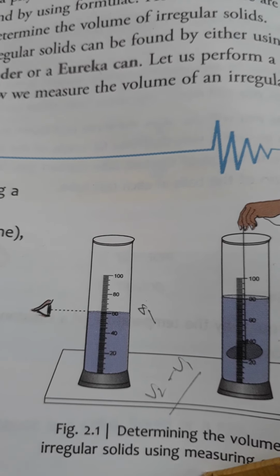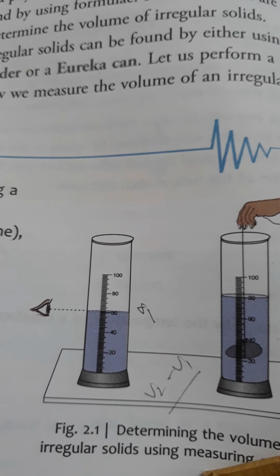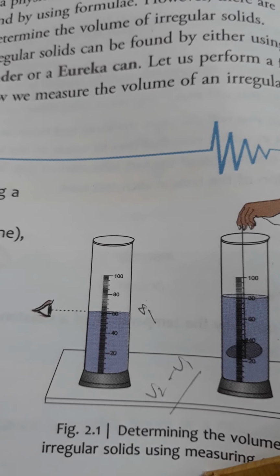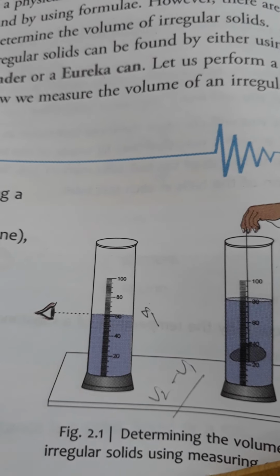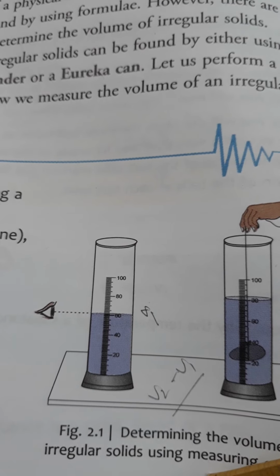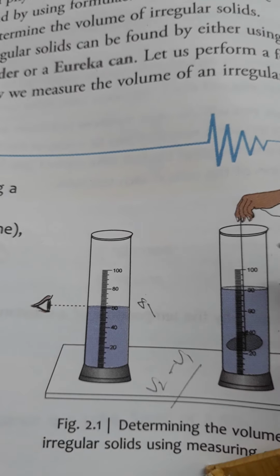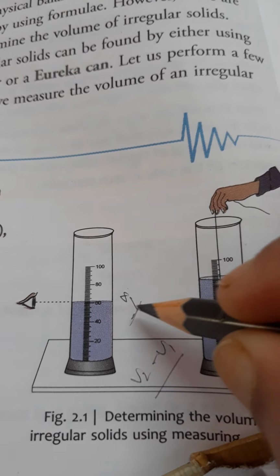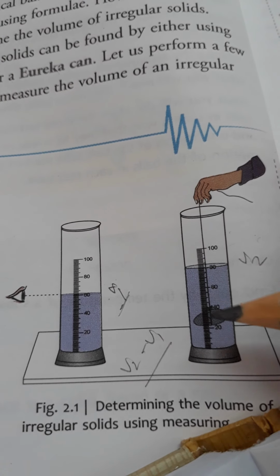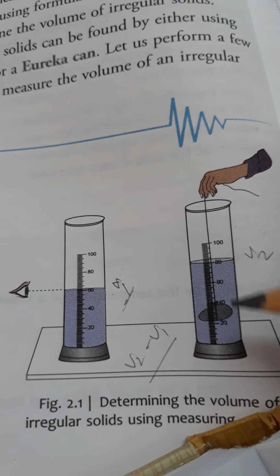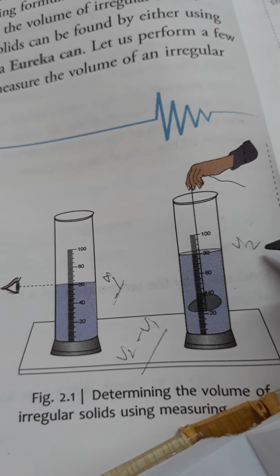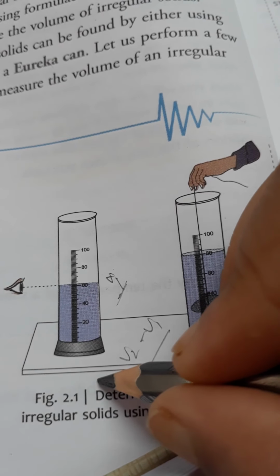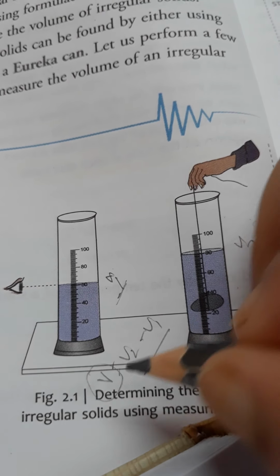Archimedes' principle states that when an object is completely or partially immersed in a fluid, it experiences an upward force that is equal to the weight of the fluid displaced by the object. At first the water level is at v1, and then when we completely immerse the stone in the water, the water displaced is v2 minus v1. If you consider that as v, then v is the actual volume of the stone.